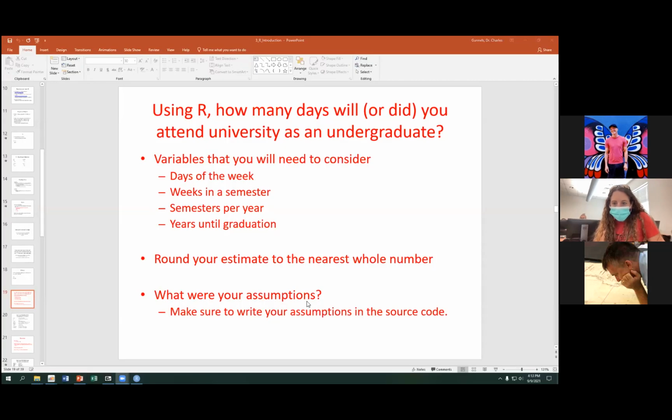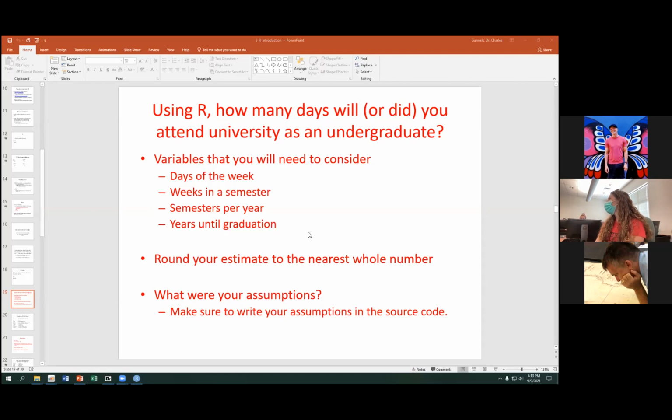You have to consider the number of days of the week that the student will attend university, the number of weeks in a semester that a student will attend university, the number of semesters per year that a student will attend university, and the number of years that a student will attend university. This is a very simple model because all we need to do is take the product of all of those.